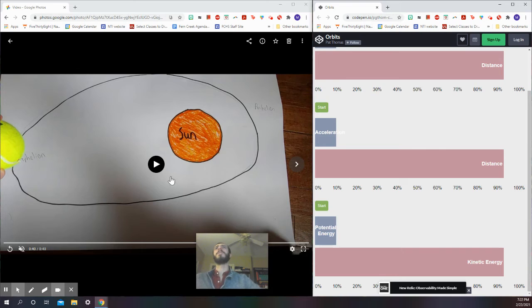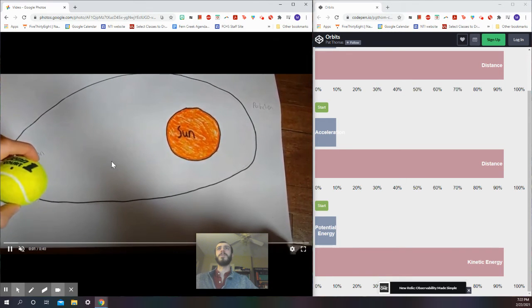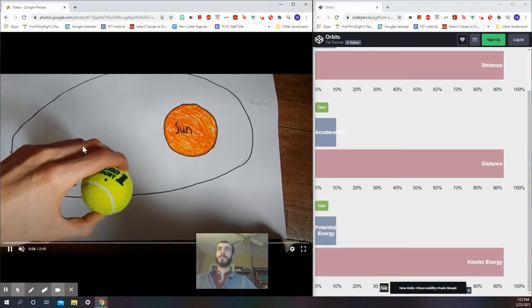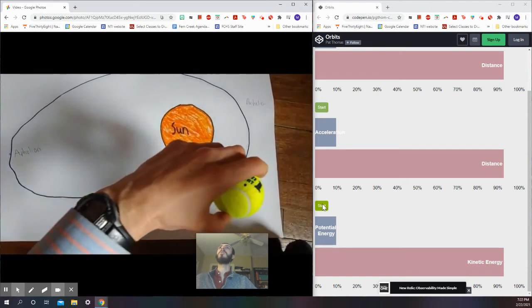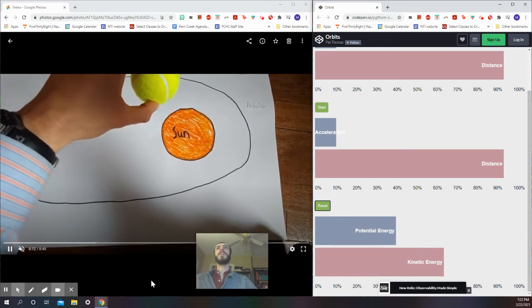Now, lastly, I want to talk about potential and kinetic energy. So when we're far away from the sun here, we have a lot of potential energy because we can fall towards the sun, right? There's all this space to fall towards the sun. That's going to be our potential energy. But as we get close, we're moving very fast. We have all this kinetic energy. And so there's this nice relationship here, right?